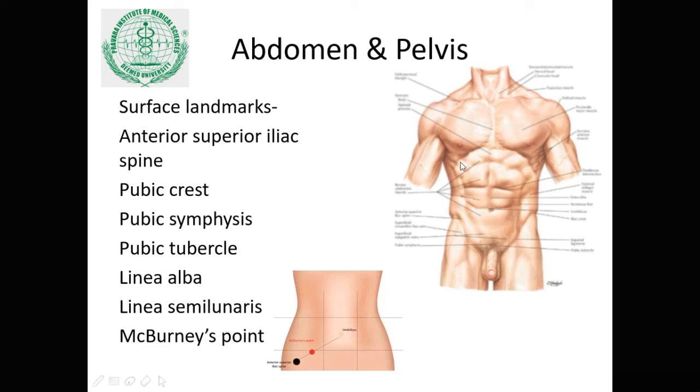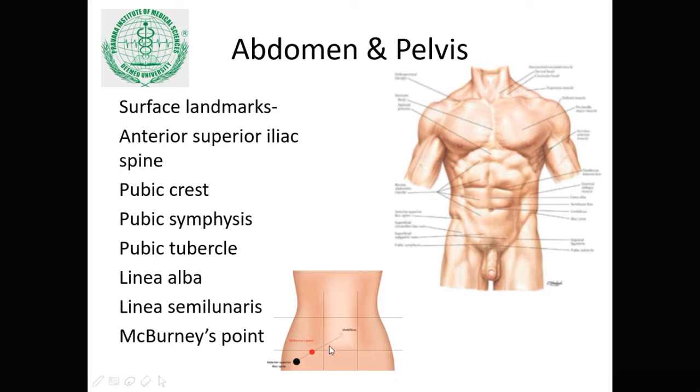Then the linea semilunaris, it is a curved groove crossing the costal margin at or near the tip of the ninth costal cartilage, and it is terminating below at the pubic tubercle. And this corresponds to the outer border of the rectus abdominis muscle.